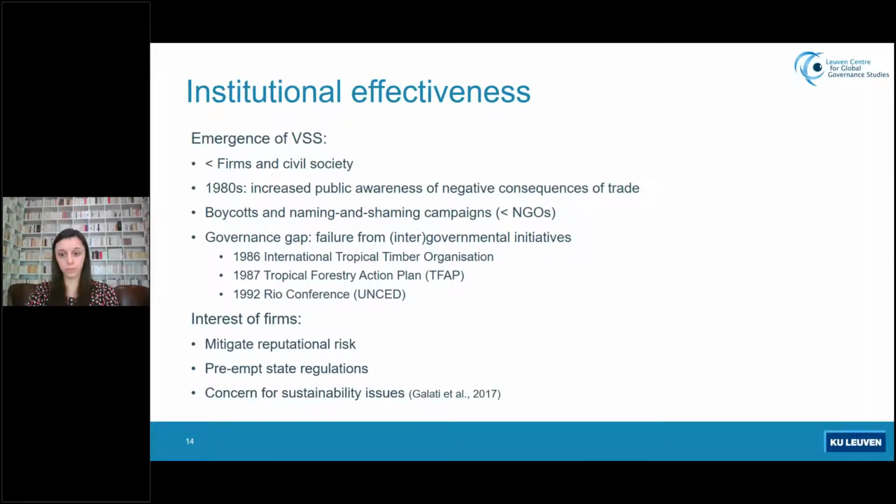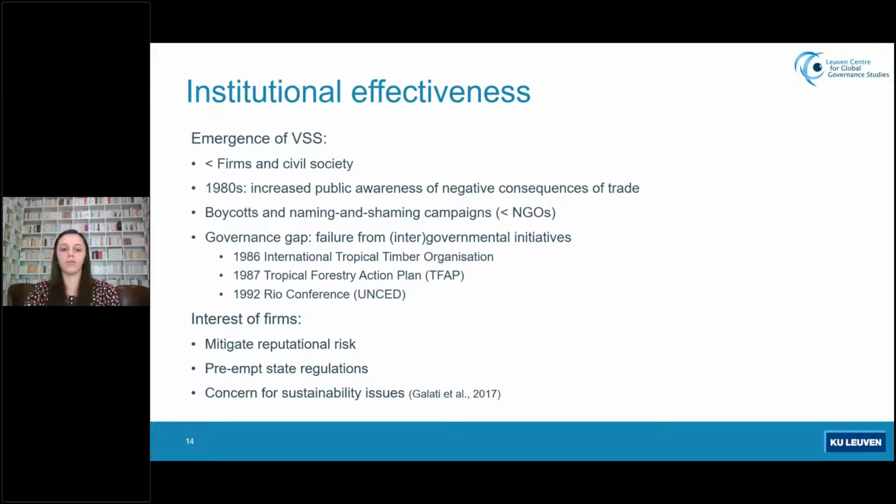A second reason for firms to take up VSS is that it allows them to preempt states' regulations, because as a firm, you would prefer developing your own standards to show the state that you are already implementing sustainable practices, rather than waiting for the states to regulate the industry, not only because public regulations could be more stringent than the VSS that you could adopt, but also because you could face important transition costs to comply with the public regulations. And these transition costs can be reduced by already implementing sustainable practices in your business operations.